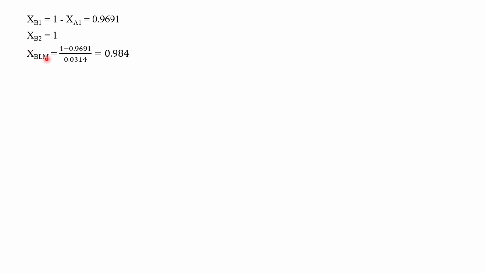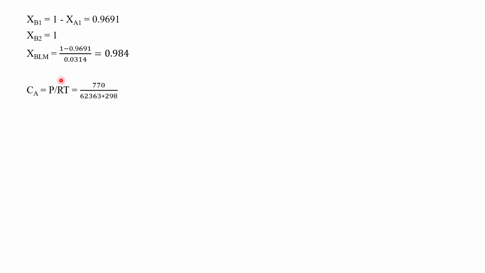Next we calculate xB log mean. For the formula we'll need xB log mean, which is xB2 minus xB1, which is 0.9691, upon the log of their ratios. So it will be 0.9894.